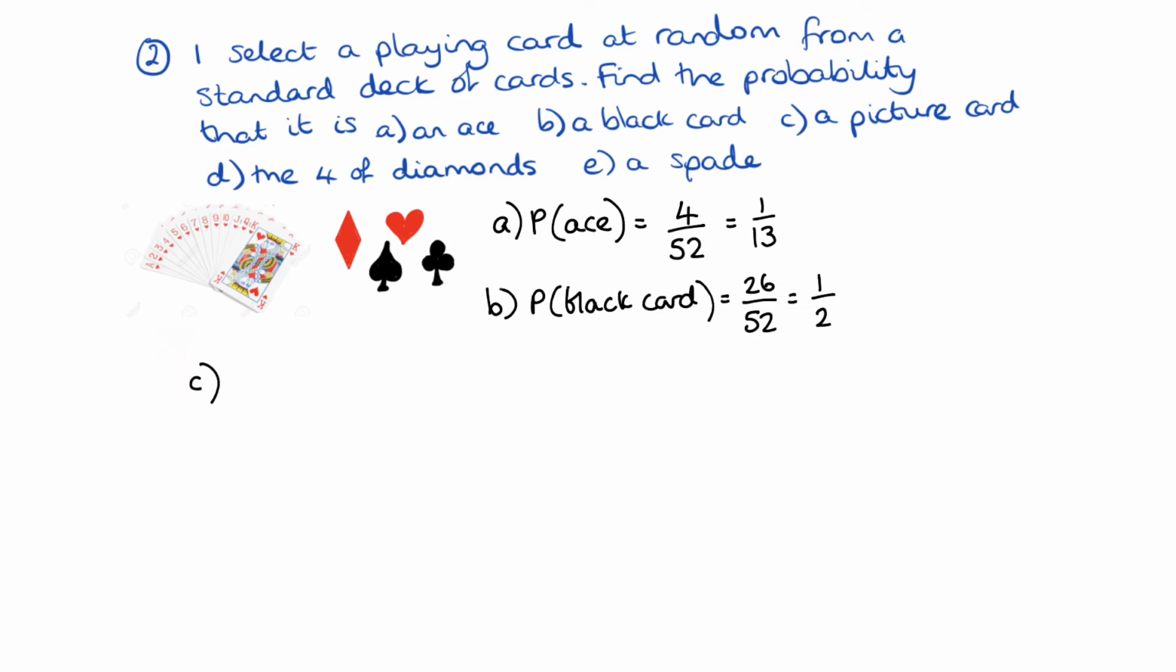Part C, a probability of getting a picture card. So the picture cards are the jack, the queen and the king in each suit.